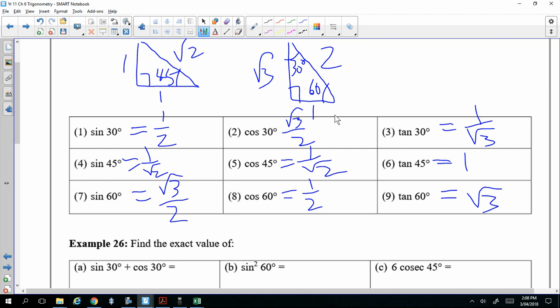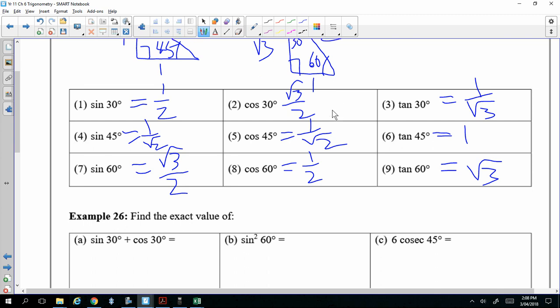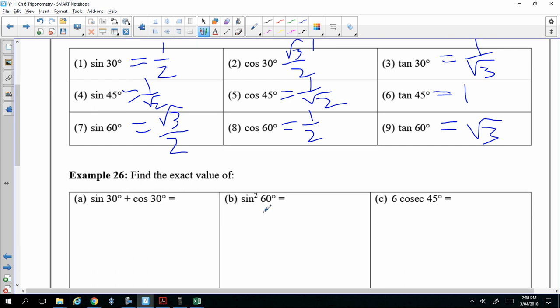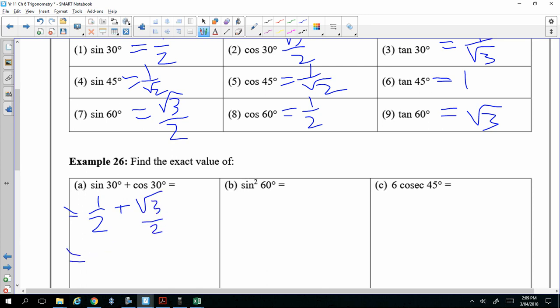After we do this, we can do some examples. In your textbook, you'll get some examples like this, where you have to add things together. So what you do is, sine 30 is half plus root 3 over 2. They have the same denominator, so you write it as 1 plus root 3 over 2. All right, see if you can do the next two.